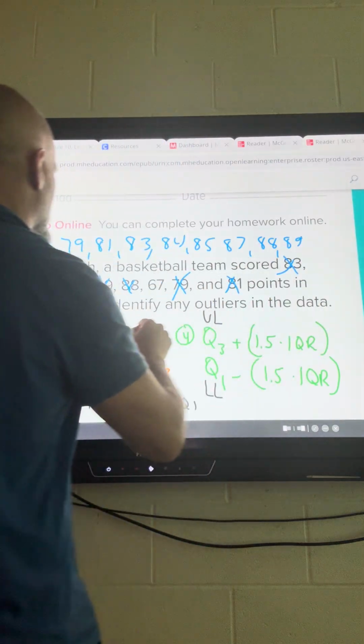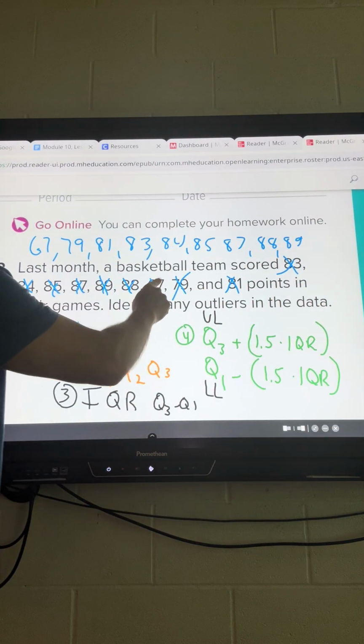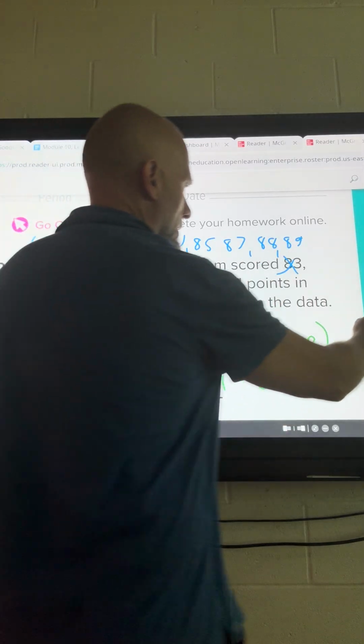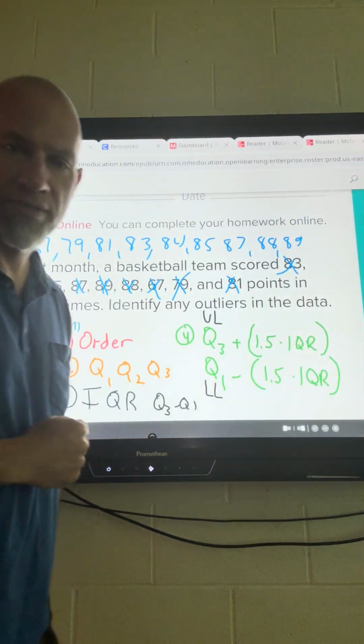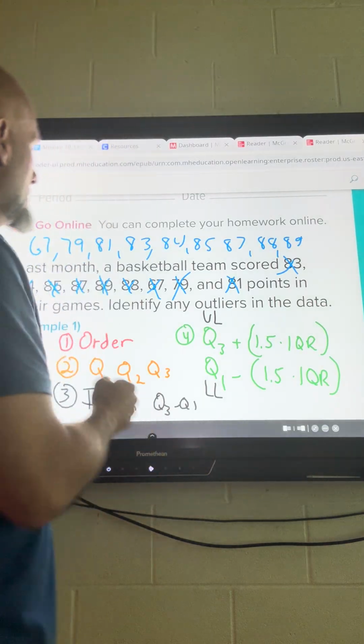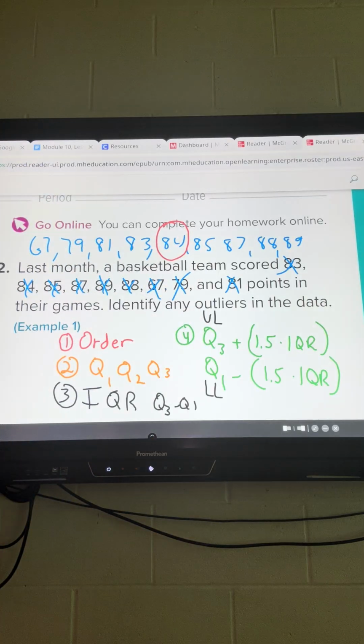So I'm going to have to insert that 67. Actually, that's the lowest number. Okay, so we should have 9 numbers. 1, 2, 3, 4, 5, 6, 7, 8, 9. We're good. Because we have 9 numbers in our data set, that means there's a true median. So the middle number would be the 5th number. So the median is 84.